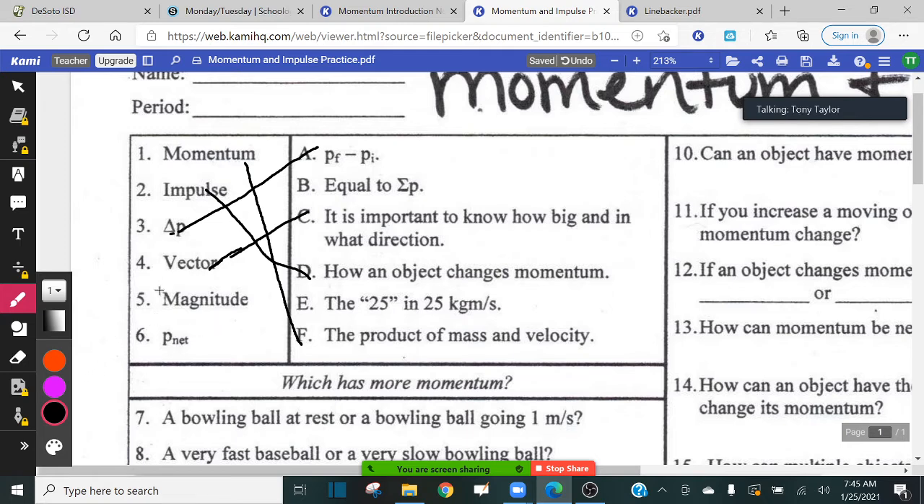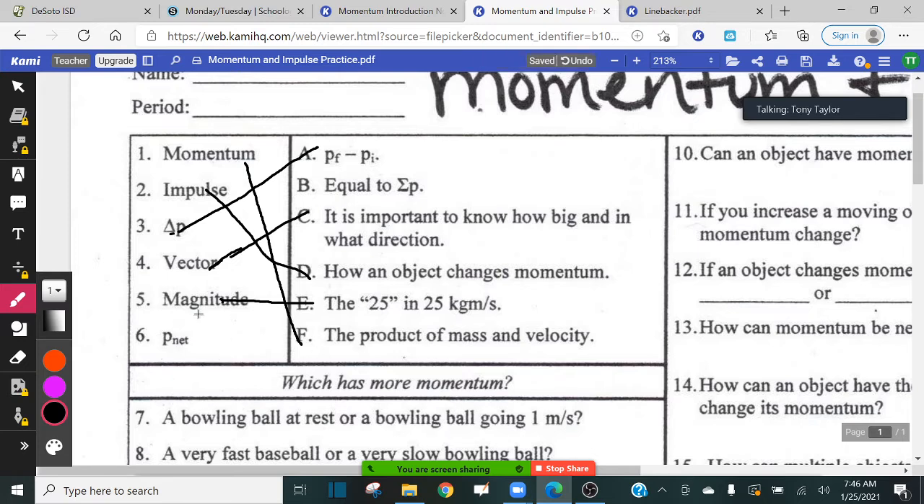What do I mean when I say magnitude? Well, magnitude just refers to how much of something. So if you have an object that has a momentum of 25 kilogram meters per second, the magnitude would be the number 25. Magnitude is just a numerical measurement of how large or how small something is. So number 5 here will match up with E.